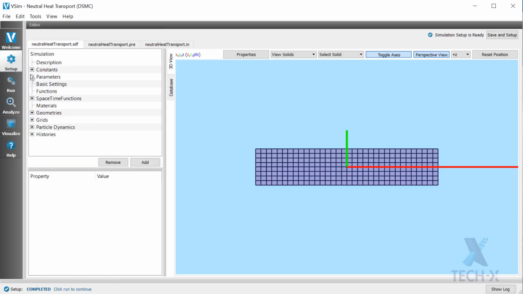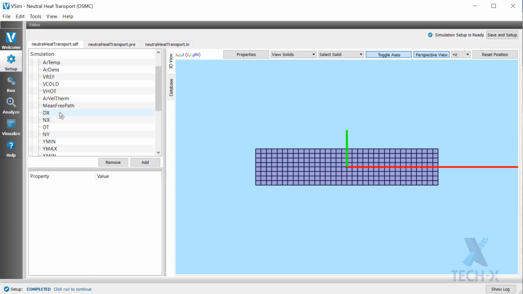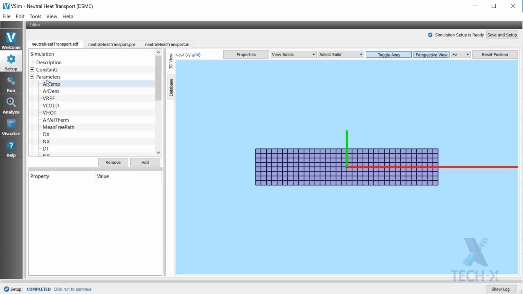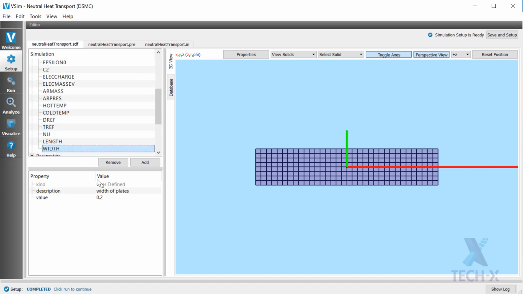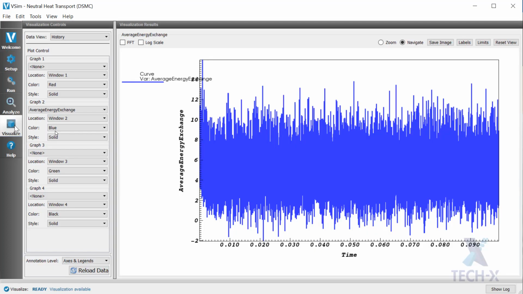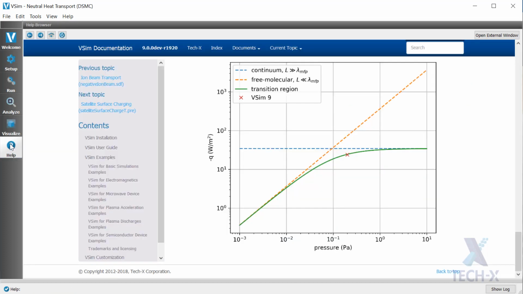If you recall, back in the parameters section, we set the width of the plate to be 0.2. This is a 2D simulation, so that means we can say the area is 0.2. So if we take this watts, about 5, divide it by 0.2, that should give us about 25 watts per square meter, and that should put us somewhere on this green line.